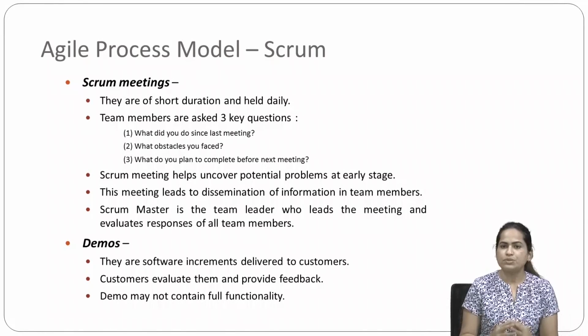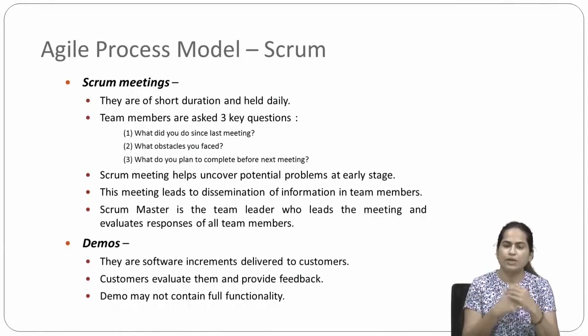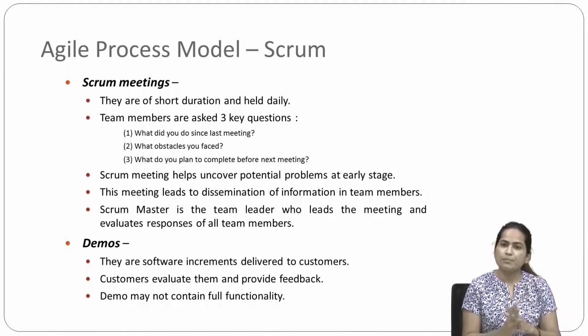This meeting leads to dissemination of information among team members. Actually, you are transferring, or you can say communicating, with team members. You are sending your information to them, sharing it, getting it, everything you can say. That is what we have in the Scrum meeting: sharing of information in the sense of software development, and any difficulties you have faced. So when we have this Scrum meeting, all these things are going to be discussed.